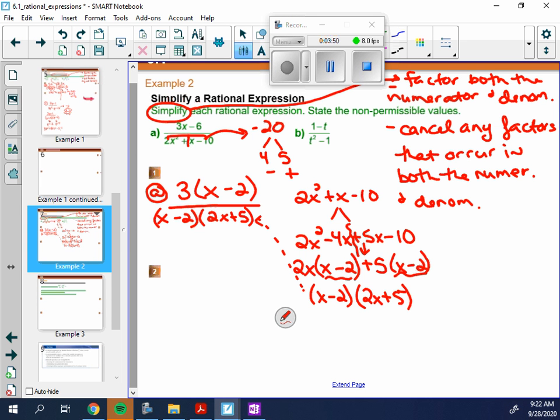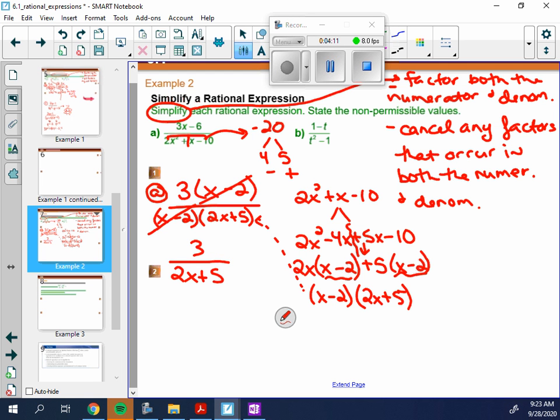Okay? And now when you look at this, I've factored both my numerator and my denominator, and now I can cancel any factors that occur in both the numerator and the denominator. Well, that's the x minus 2 and the x minus 2. So this expression is now just a 3 over a 2x plus 5.